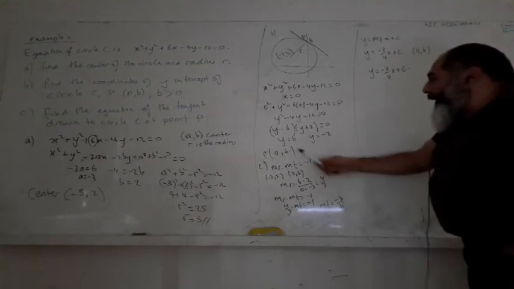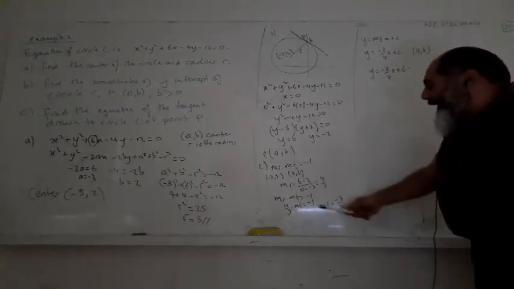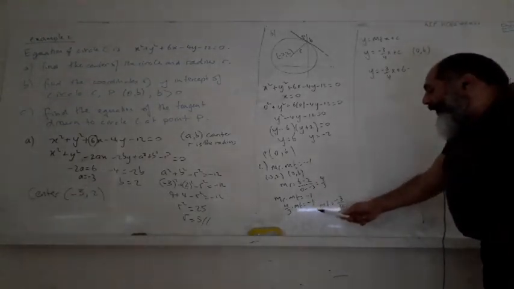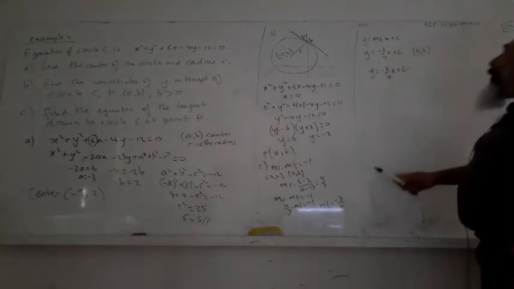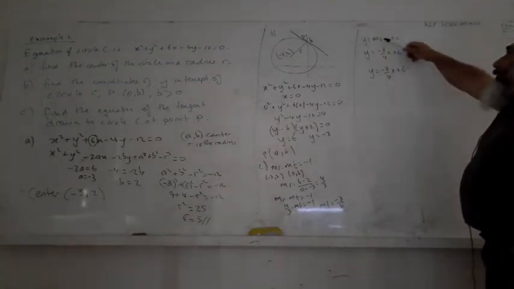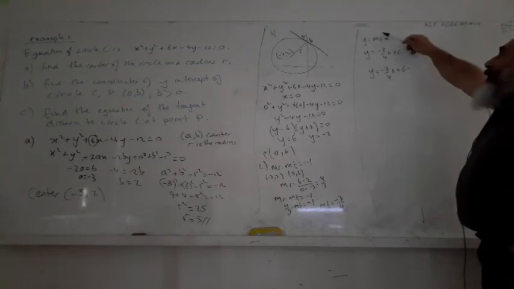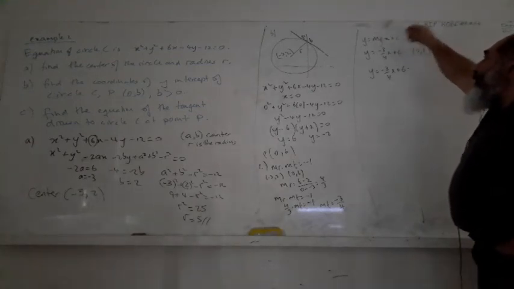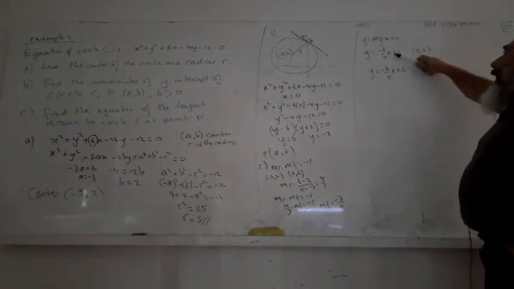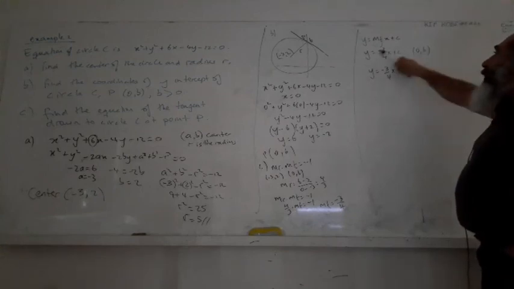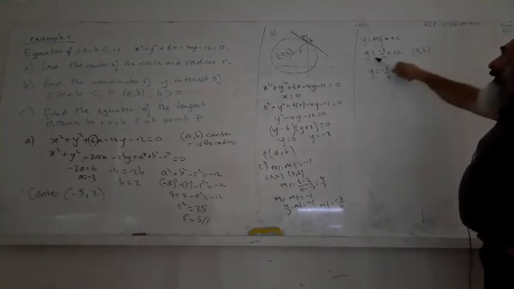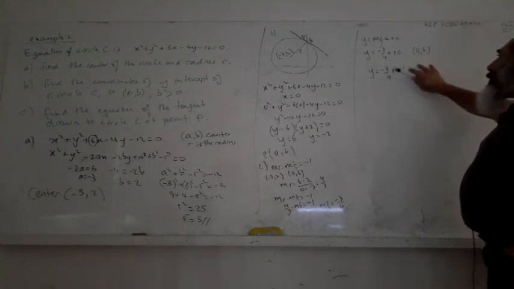In part C, we obtained the gradient of tangent as minus 3 over 4. I substitute minus 3 over 4 there for the gradient of the tangent line. In place of x, I put 0. In place of y, I put 6. So c is equal to 6. And that's the equation of the tangent line.